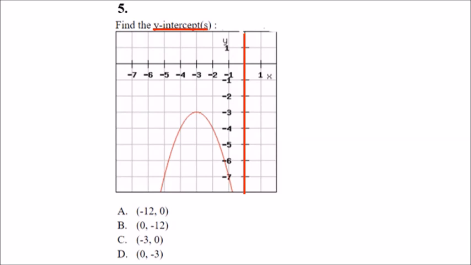As I'm looking at my answer choices, I notice a few things. A and B look very similar. One says -12, 0. The other one says 0, -12. I know that if it is a y-intercept, it has to have the number where the y goes, and the x value should be 0. So by knowing that, I know that A cannot be it, and C cannot be it, because those have values for the x value instead of the y.